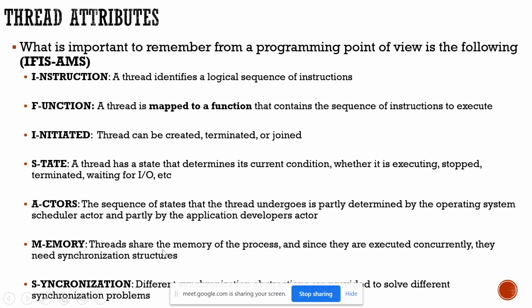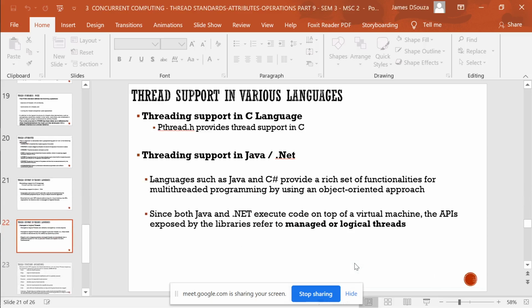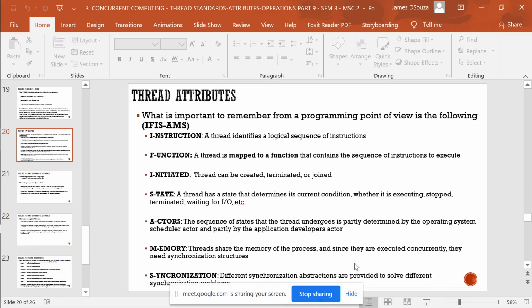A thread shares the memory of the process, and since threads execute concurrently, they need synchronization structures. What is the synchronization structure? We spoke about mutex and critical sections. Different synchronization abstractions are provided to solve different synchronization problems. So you understand now what synchronization means, right?